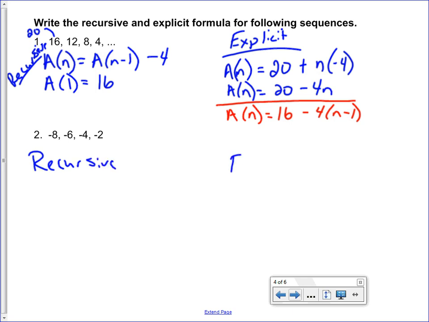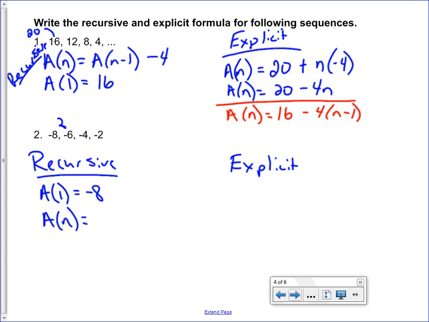And then the explicit here in a little bit. Okay, so the recursive. I'll write it the other way this time. I'll start with my first term. My first term is negative 8. Any term after that, how do you find it? Well, let's take a look. Looks like we're increasing by 2, we're increasing by 2, we're increasing by 2. So we'd say that to find any term, you've got to take the previous term, a n minus 1, and then add 2.